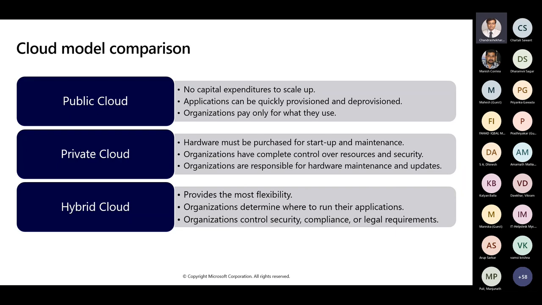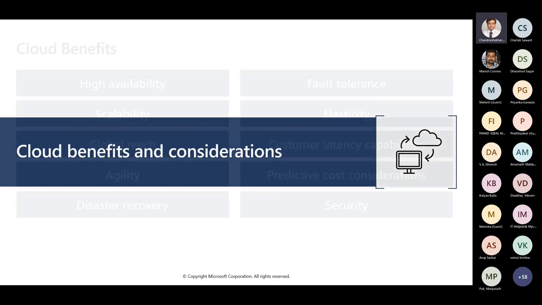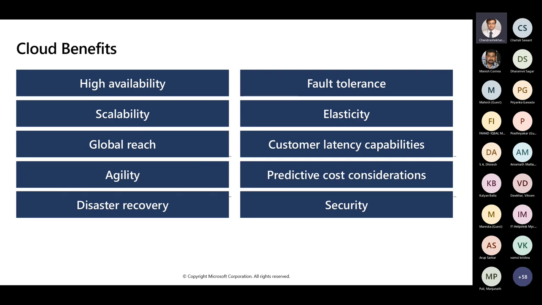Public cloud, private cloud, and hybrid cloud, I have already told you. All these are the benefits of working with the cloud. High availability. What do you mean by high availability? At any moment, if you need more resources to reduce the latency of the responses, within a fraction of minutes you can get more resources. For example, in the evening, a web application is getting more hits.